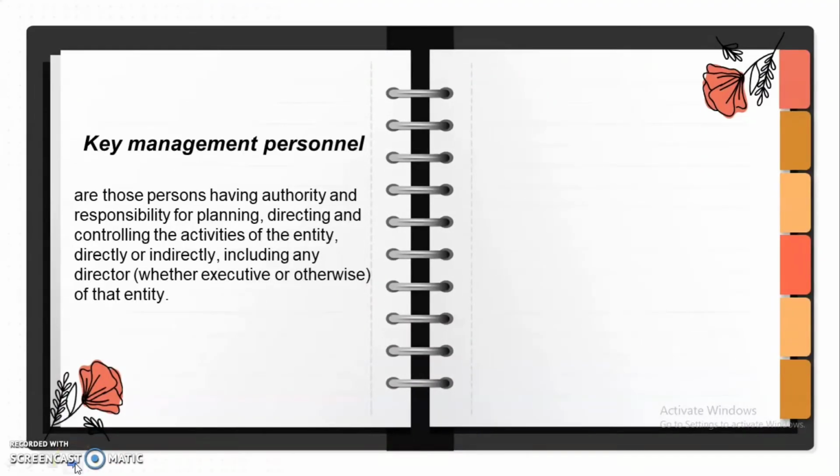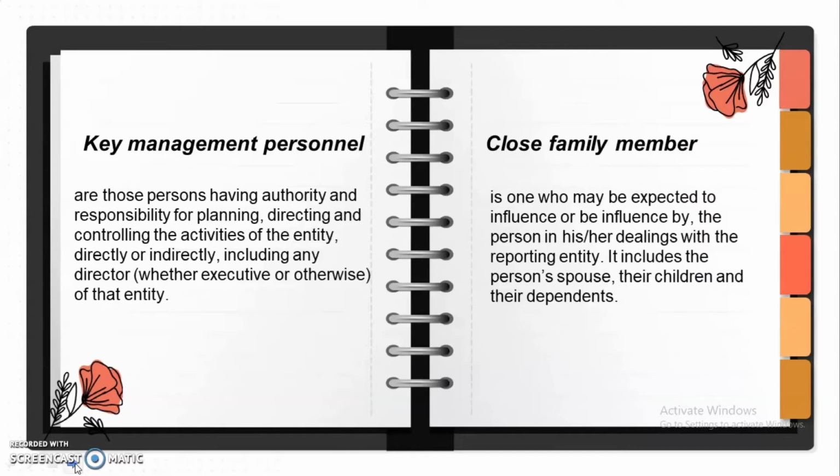Sino nga ba yung mga key management personnel? Kung sinabi natin key management personnel, sila yung responsible for planning, directing, and controlling different activities na nagaganap sa entity. Specifically, sila yung mga directors, executive, and etc. Next, close family member. From the word itself, family, it includes spouse, their children, and their dependents.